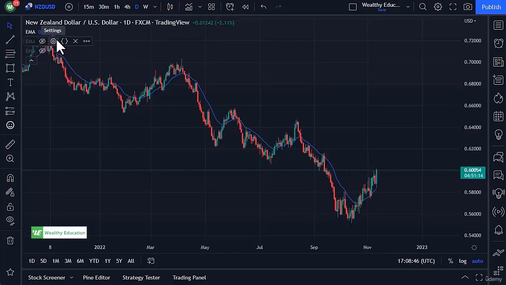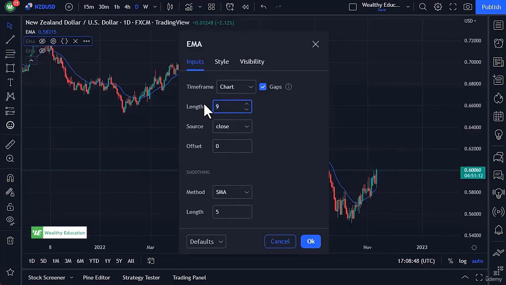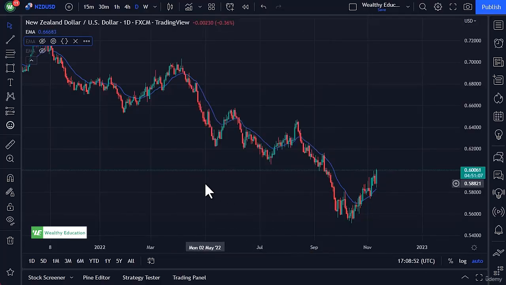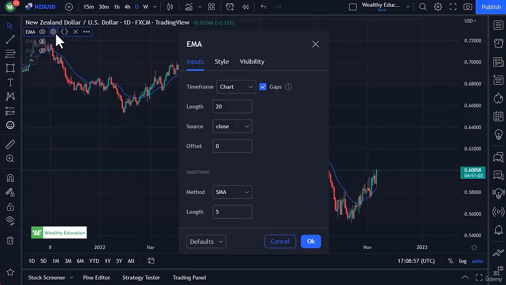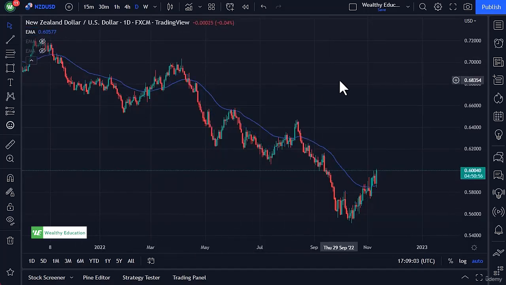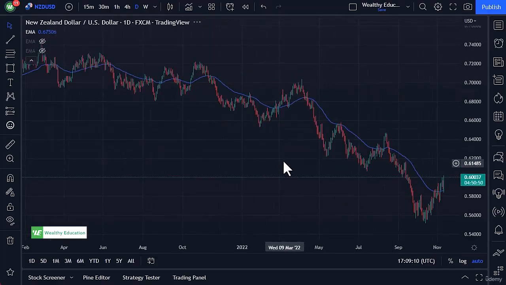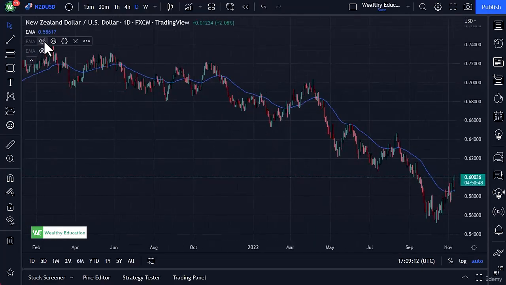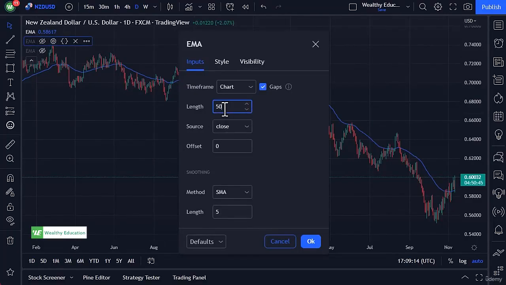Go ahead and change this to 50. Now, 50 and 200 are kind of standards that people use a lot. And the reason being is it goes back to the old Wall Street days, roughly 50 trading days in a quarter and 200 in a year. You can see that it's much slower to react. And a lot of times what you see is the 50 with the 200.